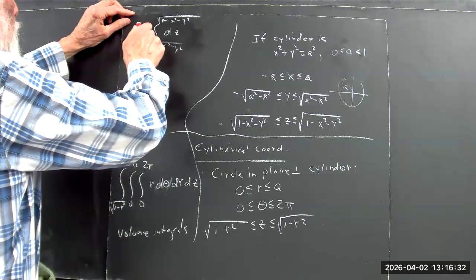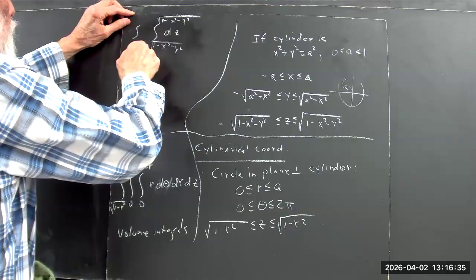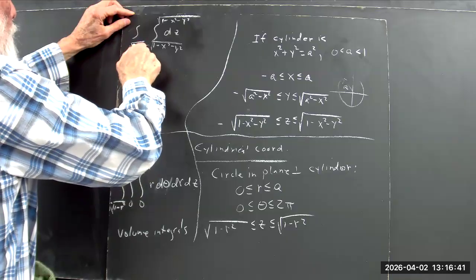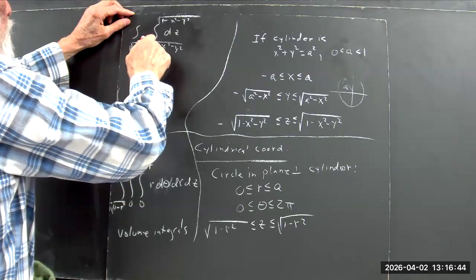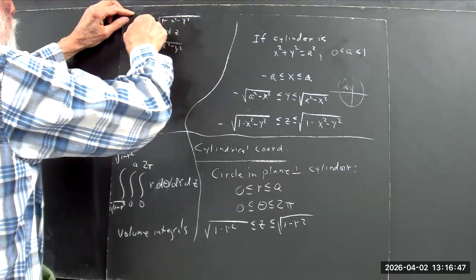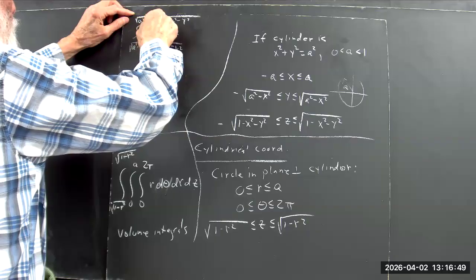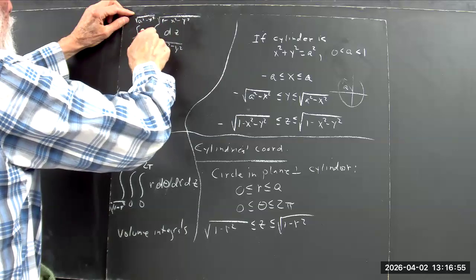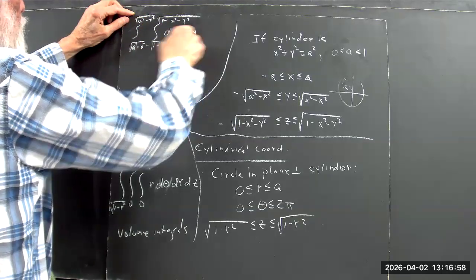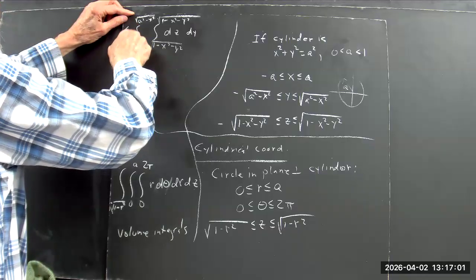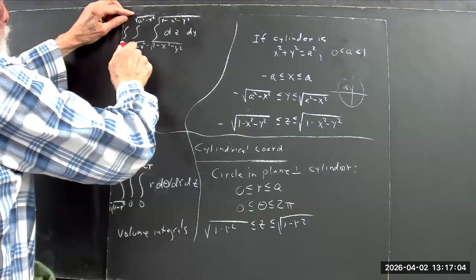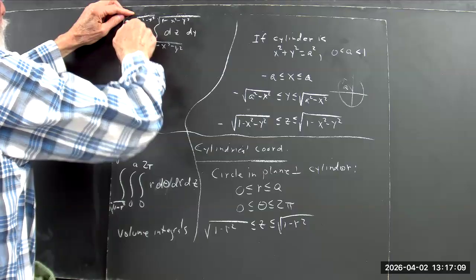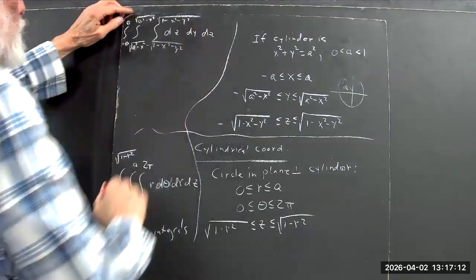Then we integrate from negative square root of a squared minus x squared to the square root of a squared minus x squared. Still hard to write this clearly. That's with respect to y. Negative a to a with respect to x.